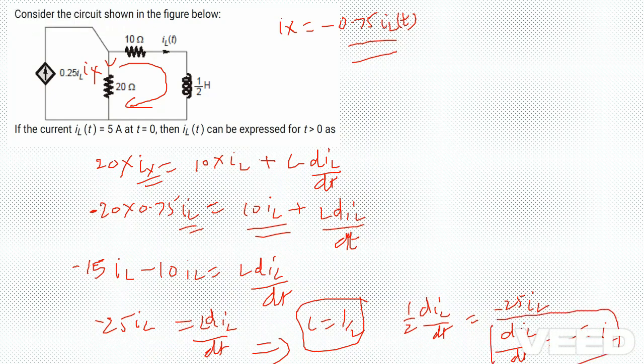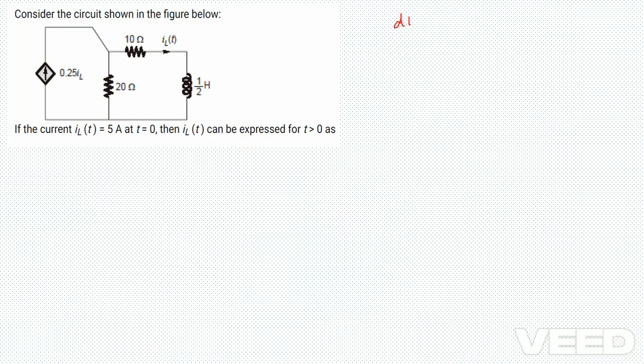Now we have the expression for IL. Once we have the expression, we have a differential equation of IL. This is a very simple differential equation which can be solved easily. So let us proceed and solve it. Again I will write dIL over dt is equal to minus 50 IL. So my dIL is equal to minus 50 IL into dt.